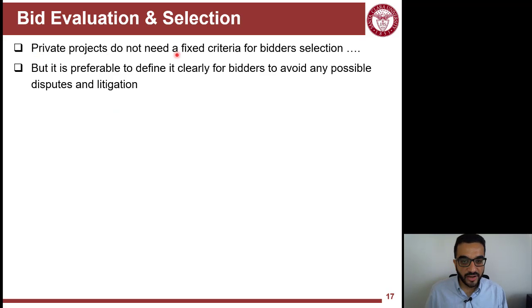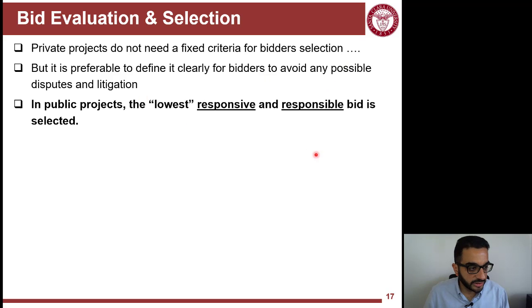Private projects don't have to have a fixed criteria for bidder selection, but for reliability and reputation, and for people to trust and spend time proposing bids to private entities, you need to be clear in the instructions about how these bids will be evaluated, even if you're not required by law to do that. It's better to do that because you're trying to avoid any possible disputes or litigation.